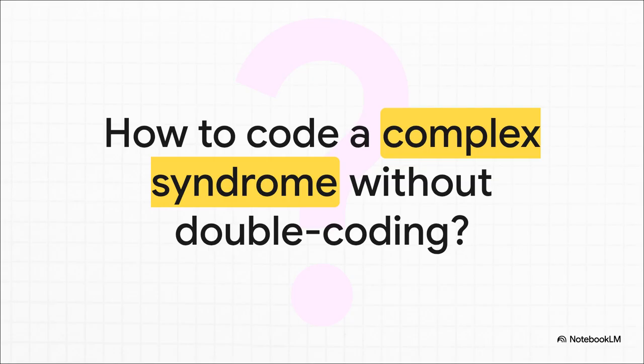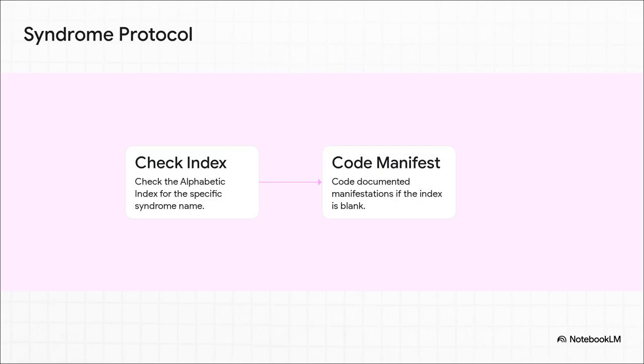Seriously, you don't have to guess. The guidelines give us a definitive, crystal clear path. And that path is the strict two-step syndrome protocol. I really want to empower you with this because having a sequential playbook basically takes away all the anxiety. First, you always check the alphabetic index for the specific syndrome name. If that doesn't pan out, you move straight to Step 2 and code the documented manifestations. It's a strict hierarchy, and following it to the letter is what keeps your claims clean and fully compliant.